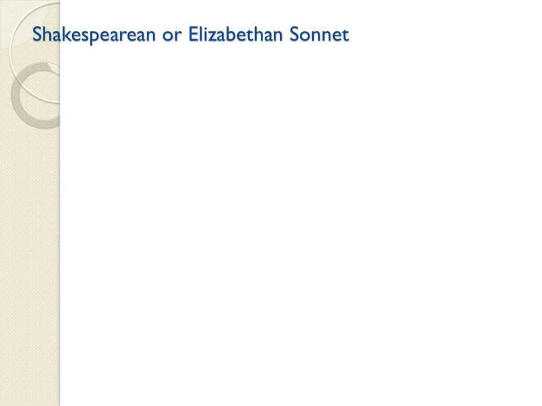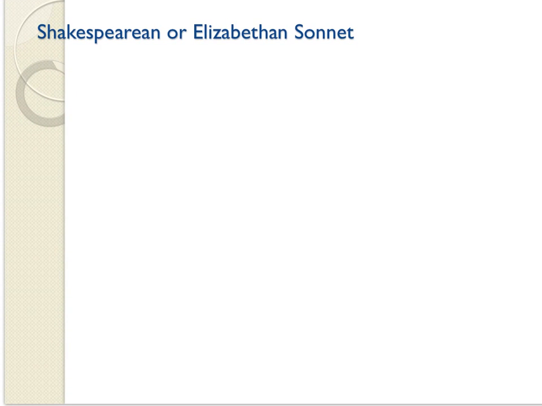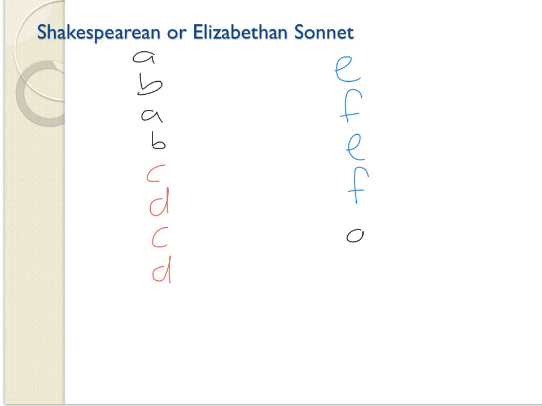As I mentioned, Shakespearean sonnets have a very particular rhyme structure, and it looks like this. The first quatrain is A, B, A, B. The second quatrain is C, D, C, D. The third quatrain is, and I'm going to come up here now, E, F, E, F. And the final rhyming couplet is G, G.